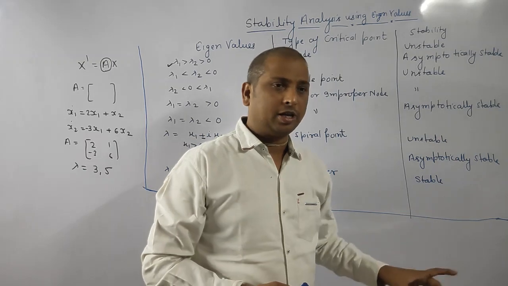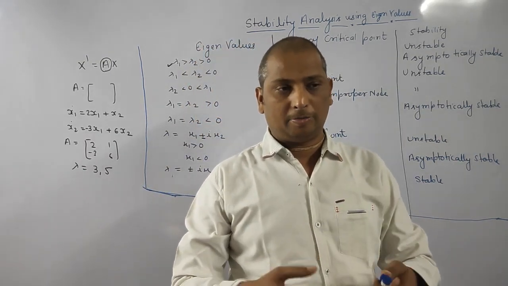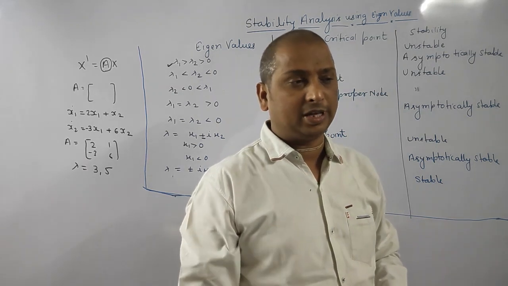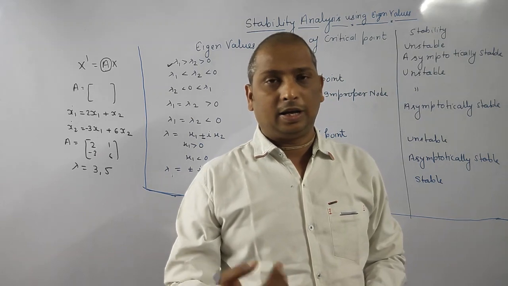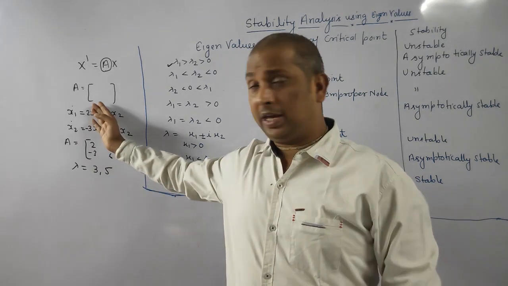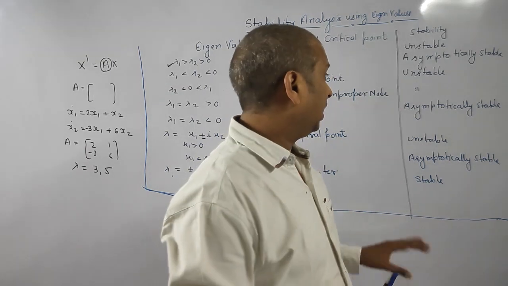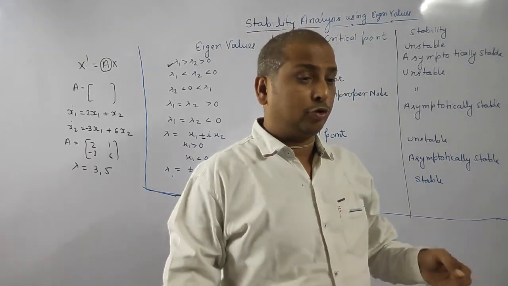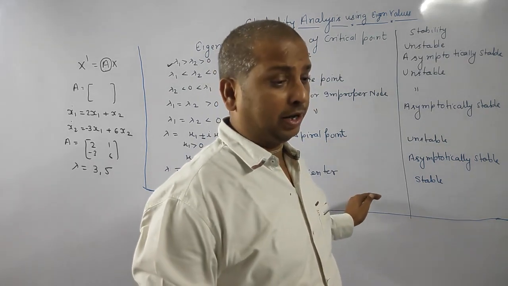Stable. The model is stable. So this type of question you can find in previous year CSIR question papers. You calculate the coefficient matrix A, find its eigenvalues, and based on the eigenvalues you can easily tell whether your model is stable or unstable and what the nature of the critical point is.